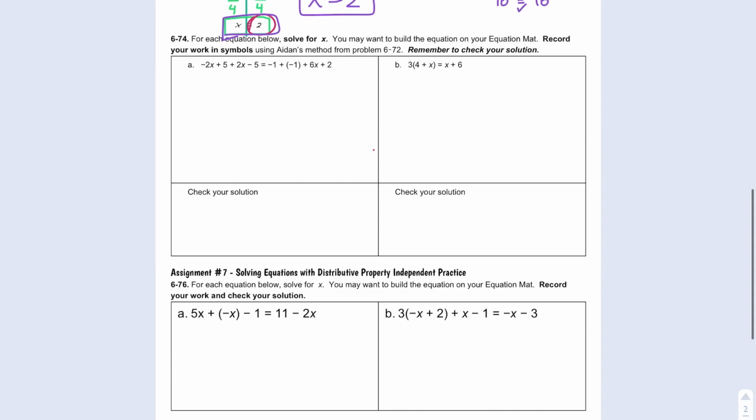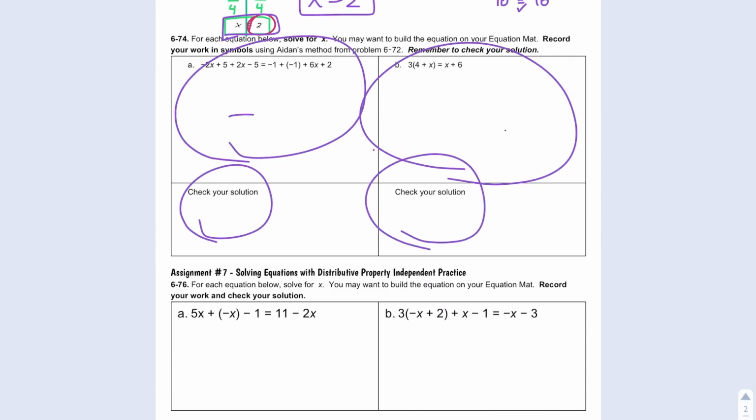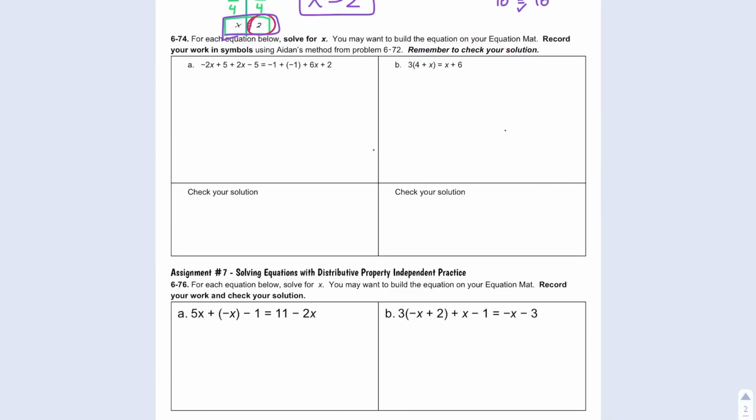And then these two parts right here, A and B, with checking your solution, I would like you to do it on your own and then check back on this video and see if you got those right. I'm going to do a time-lapse version for 74. So go ahead and come back after you work it out. Pause the video right now, and then I'm going to fly through it so you can check your work. Okay? Thanks.